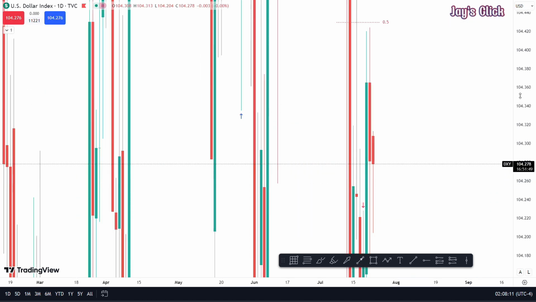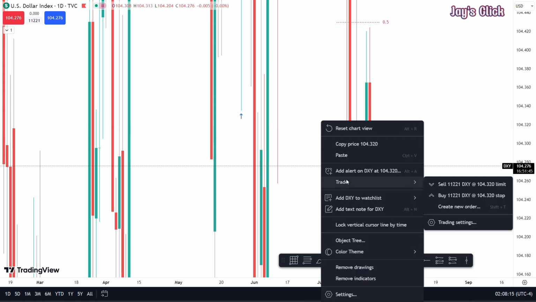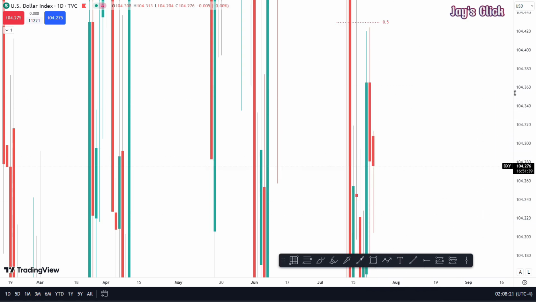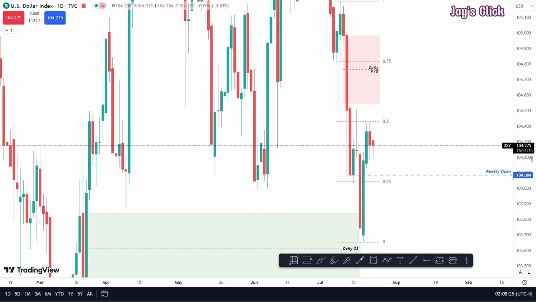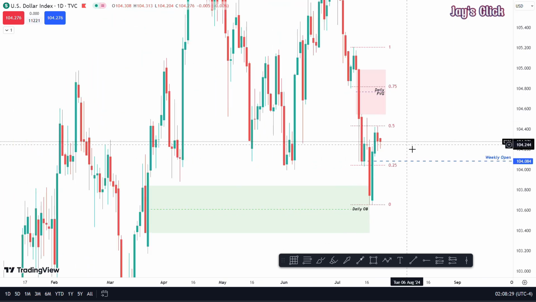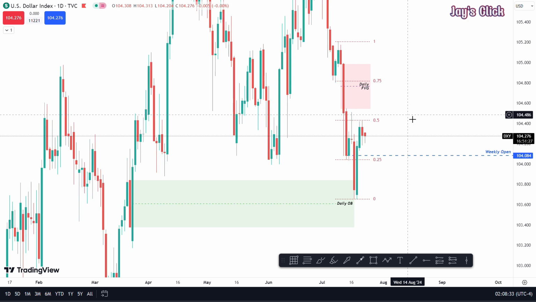So coming to do my analysis for this week, let me remove this. Coming to my analysis for this week, what I want to see going ahead. On the DXY, as it gives me the roadmap on what I need to do, because I usually trade the dollar pairs.